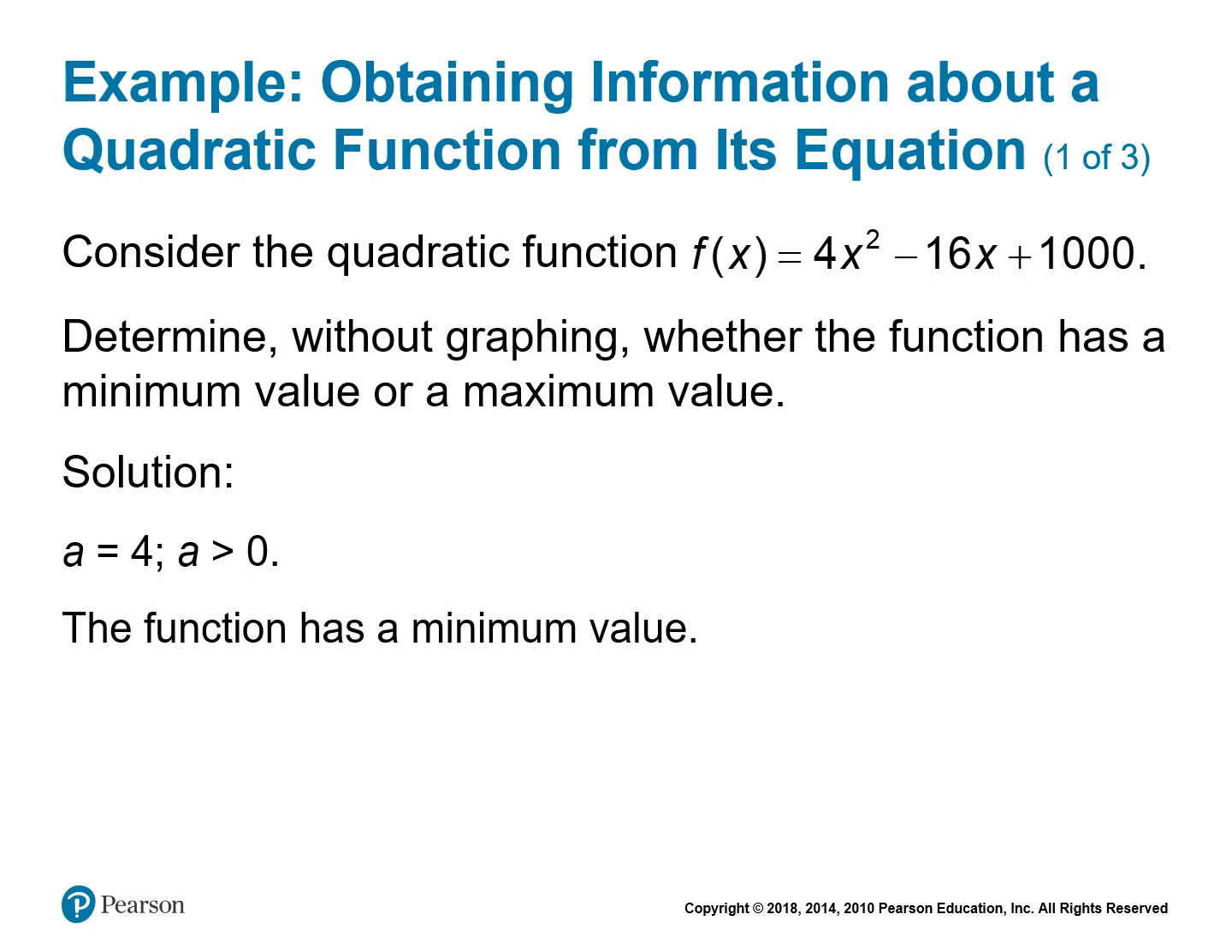Let's go through an example on answering a question about the minimum or maximum. It says, consider the quadratic function f of x equals 4x squared minus 6x plus 1000. Determine without graphing whether the function has a minimum value or a maximum value. So to determine that, we should try to find out whether the graph opens up or whether the graph opens down, correct?